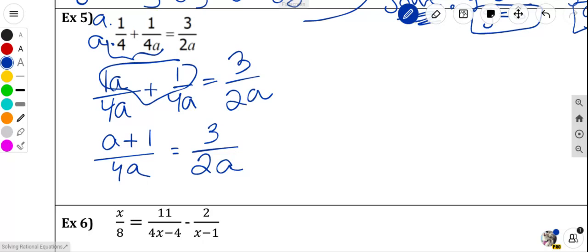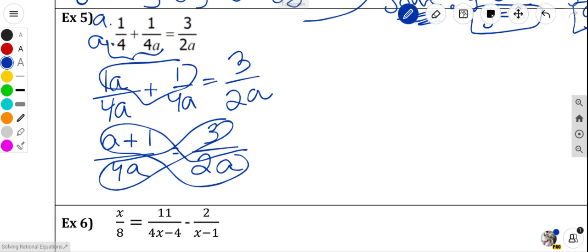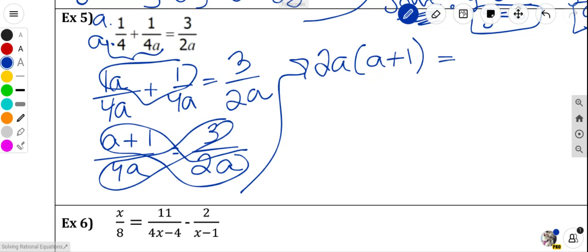Okay, anyway, so now that we've added those numerators, which again weren't like terms, so we just left it as a plus 1. Now we can cross multiply. So we're going to multiply these two and then these two. So we have 2a times a plus 1, and then 3 times 4a, which is just 12a.